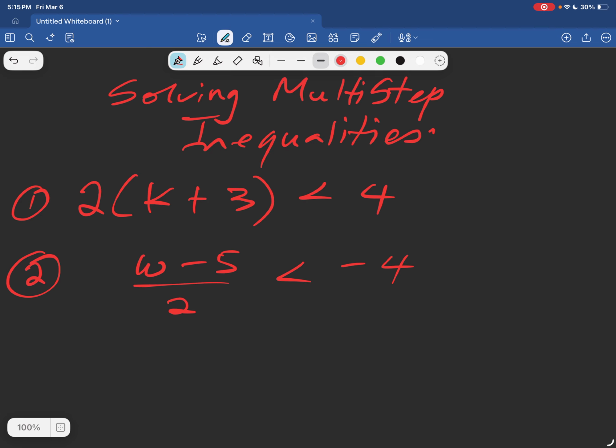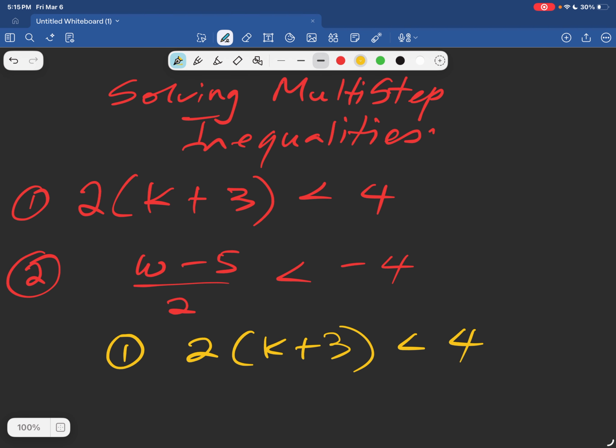So here we have two inequalities, and we're going to solve these multi-step inequalities by following the techniques that I will demonstrate to you. Let us look at the first one. 2 times k plus 3 is less than 4.